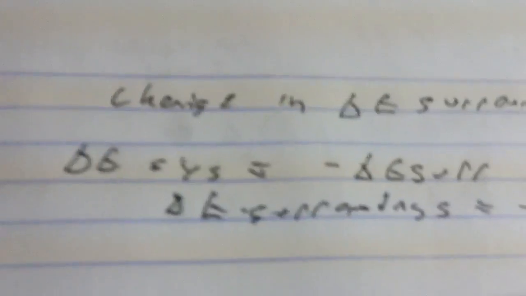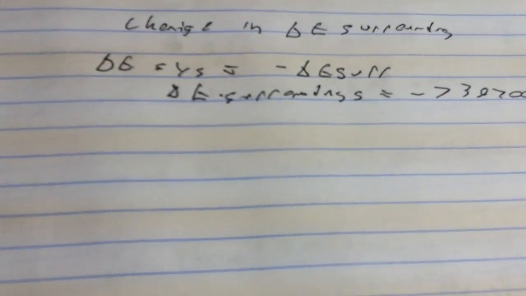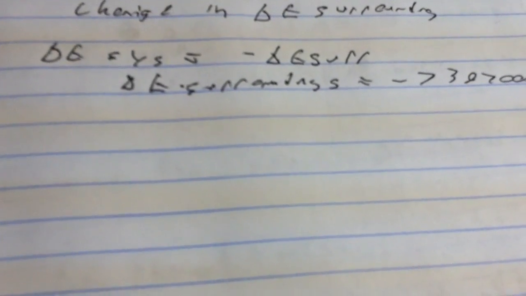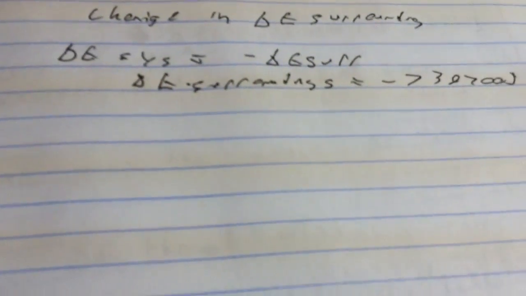This then leads us to the third problem, which is to find the change in delta E surroundings. Delta E system equals negative delta E surroundings. So therefore, because delta E of the system is 739,200, delta E of the surroundings is negative 739,200 joules.